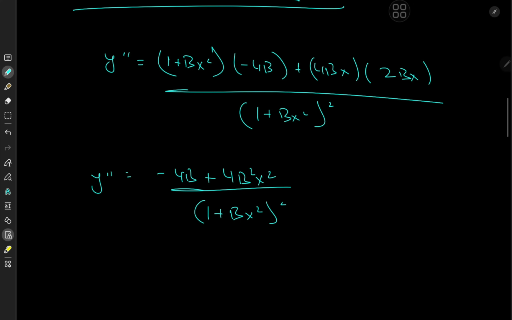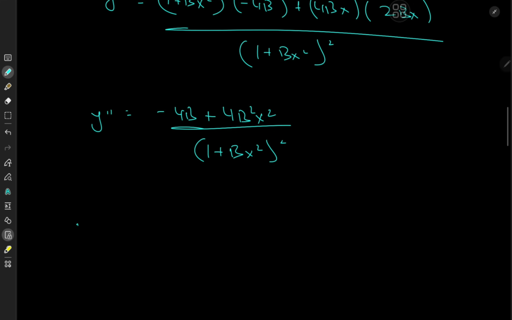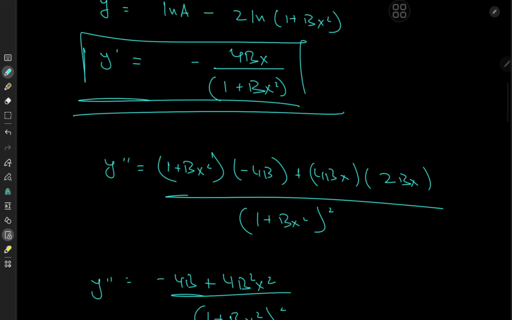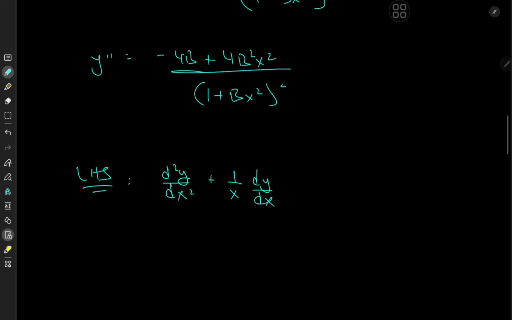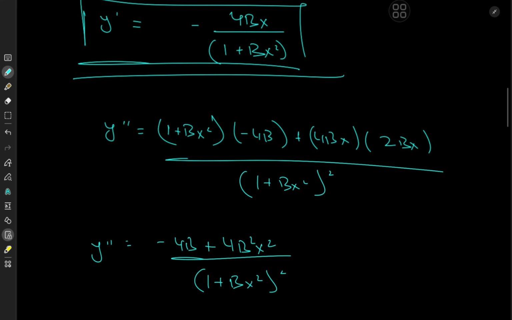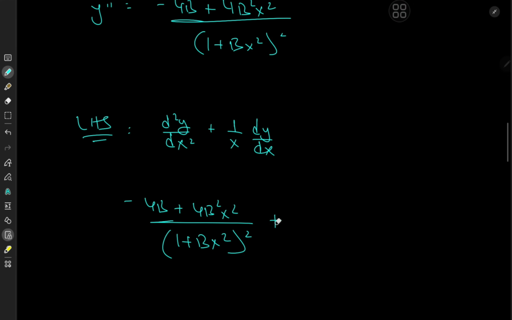And now it's time to plug everything back into our differential equation. So on the left-hand side, we had d squared y over dx squared plus 1 over x times dy over dx. So for y prime, if we're multiplying by 1 over x, that means the x term cancels out in the numerator. And we're left with negative 4b plus 4b squared x squared over 1 plus bx squared squared plus something that is, wait, that's a negative sign, so minus 4b over 1 plus bx squared.